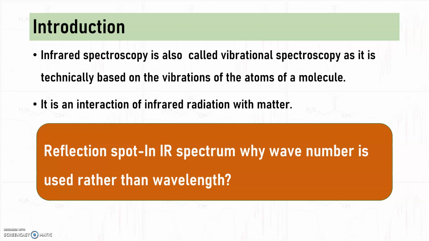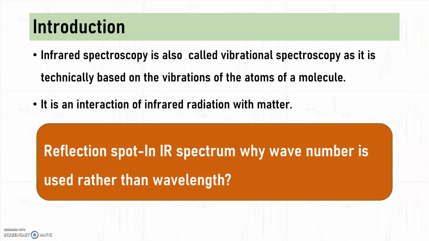In IR spectrum, peaks are very close. We can use wavelength to represent IR spectrum, but sometimes the two closest peaks become hard to separate on the wavelength scale. For example, if one band occurs at 37,020 centimeter inverse and the other band occurs at 37,030 centimeter inverse, then the two bands are 10 centimeter inverse apart from each other.